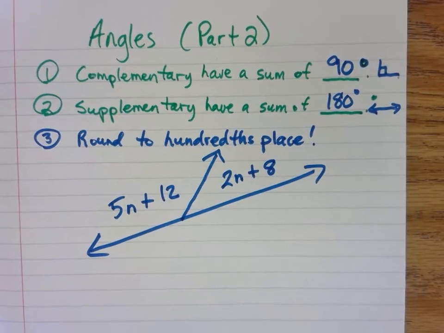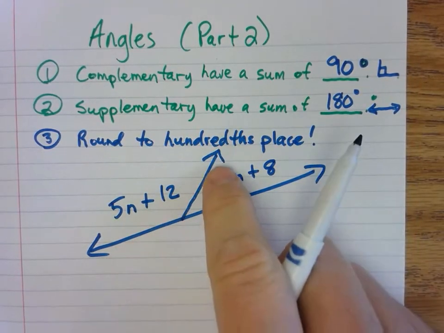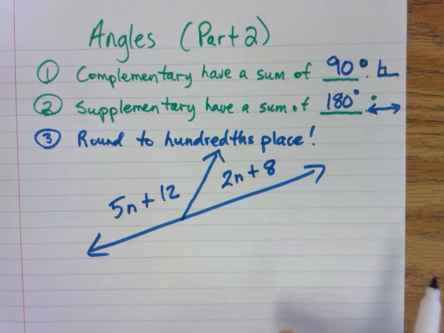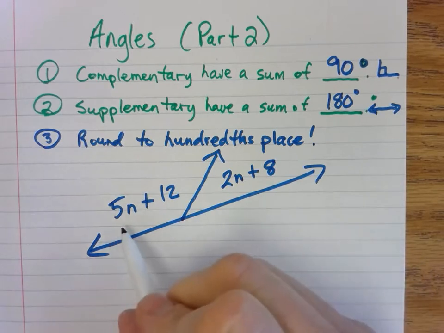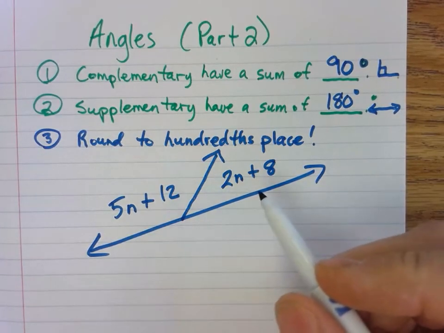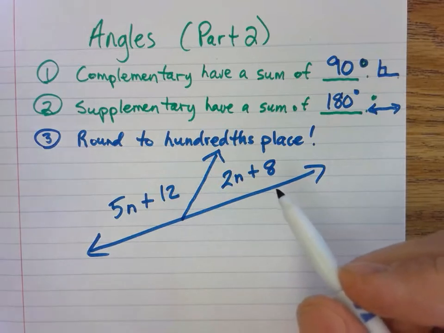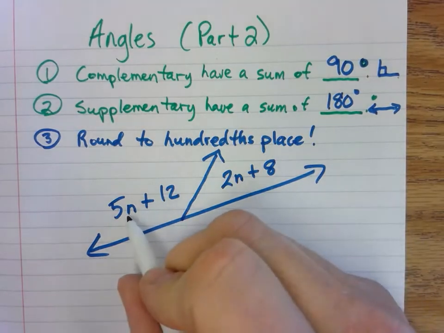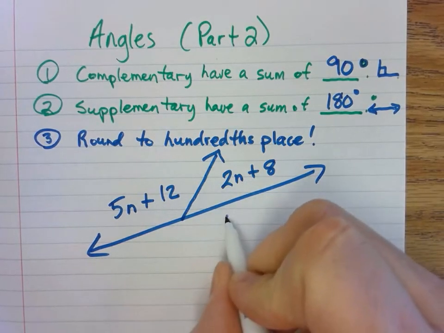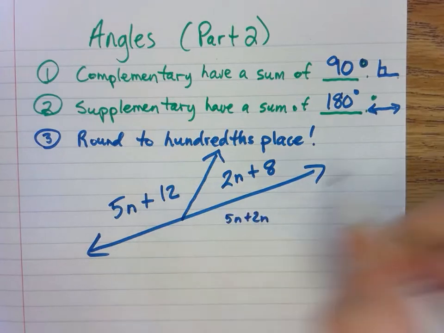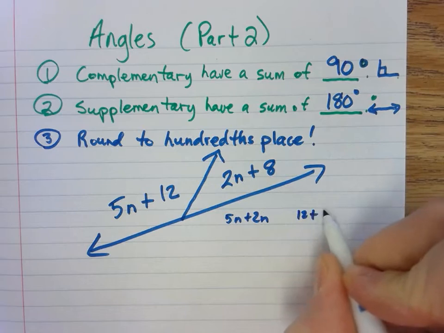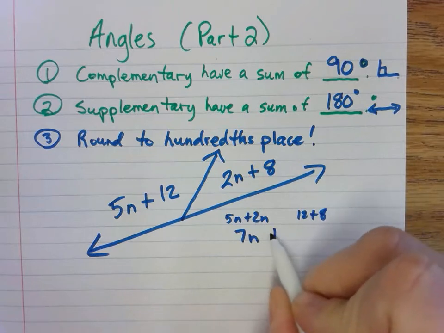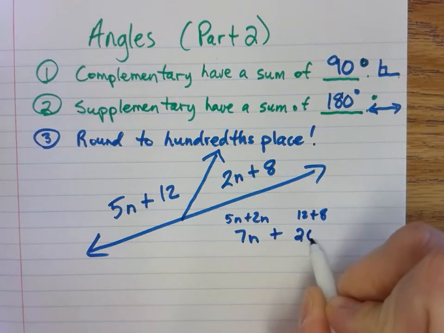Okay? So again, we've got an obtuse angle here. We've got an acute angle here. And when we add those two together, whatever they are, we're going to set that equal to 180. All right? So we're going to go back and reuse some of our previous knowledge about like terms, constants, and setting up an equation and see how this works. So I got to do 5n plus 2n, which are my like terms, and then 12 plus 8 are my constants. So 5n plus 2n, of course, is 7n. 12 plus 8 is, of course, 20.